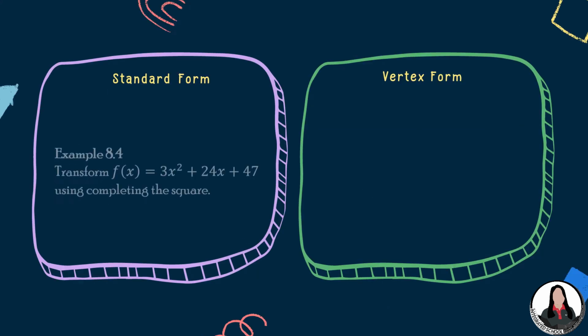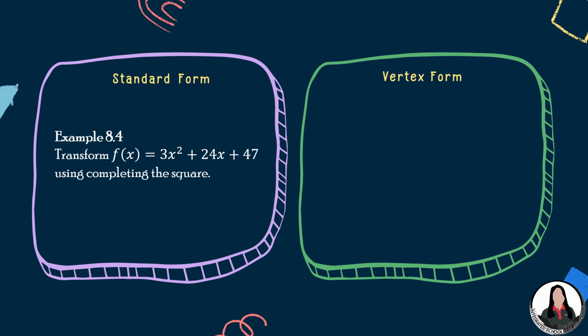So now, I have here an example wherein we are asked to transform f of x equals 3x squared plus 24x plus 47 using completing the square. So, gagamit tayo ng completing the square ngayon dito. And let us follow this solution.